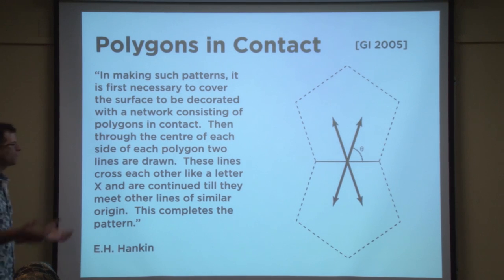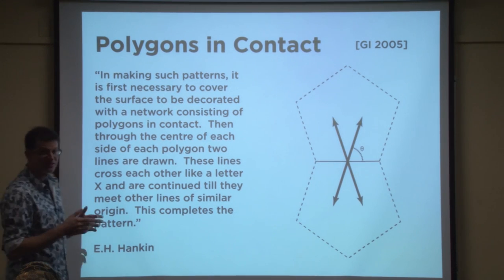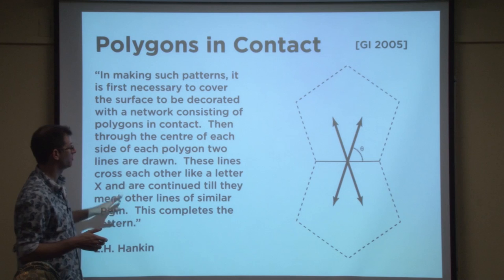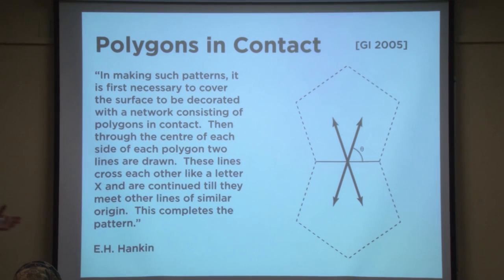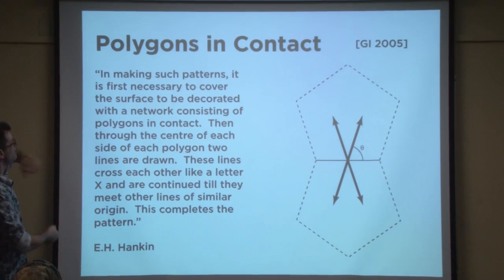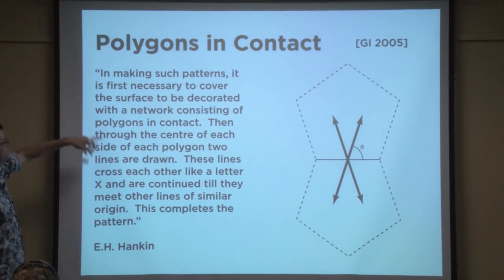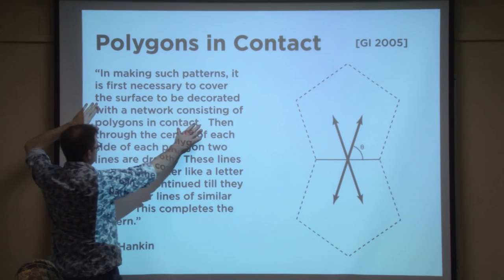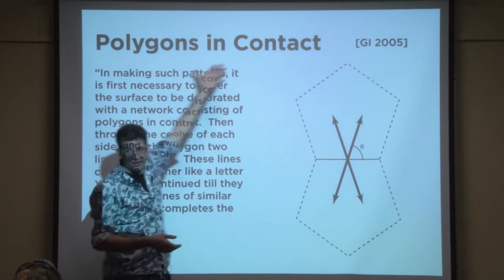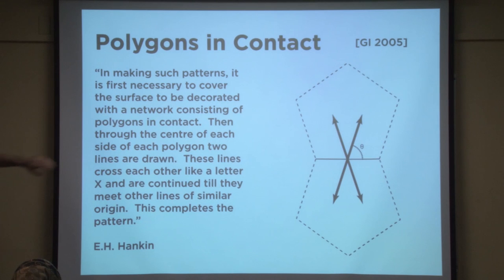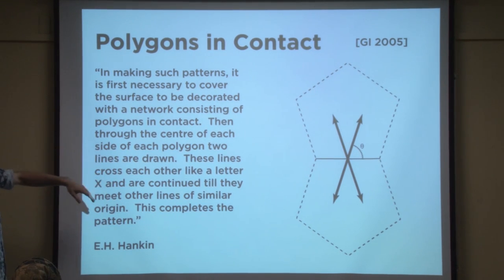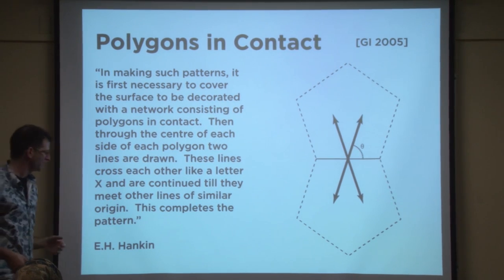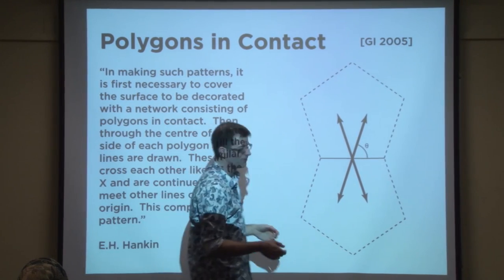And he saw a few examples of designs that were done in plaster that had some extra construction lines in them, like the Topkapi scroll. And from that, he came up with some ideas of how you might construct these patterns, one way to do it. And so what he wrote in his paper was, "It is necessary to cover the surface to be decorated with a network of polygons in contact." And that's why we call this the polygons in contact method. "And then through the center of each side of each polygon, lines are drawn. The lines cross each other like a letter X, and they keep going until they meet other lines of similar origin."